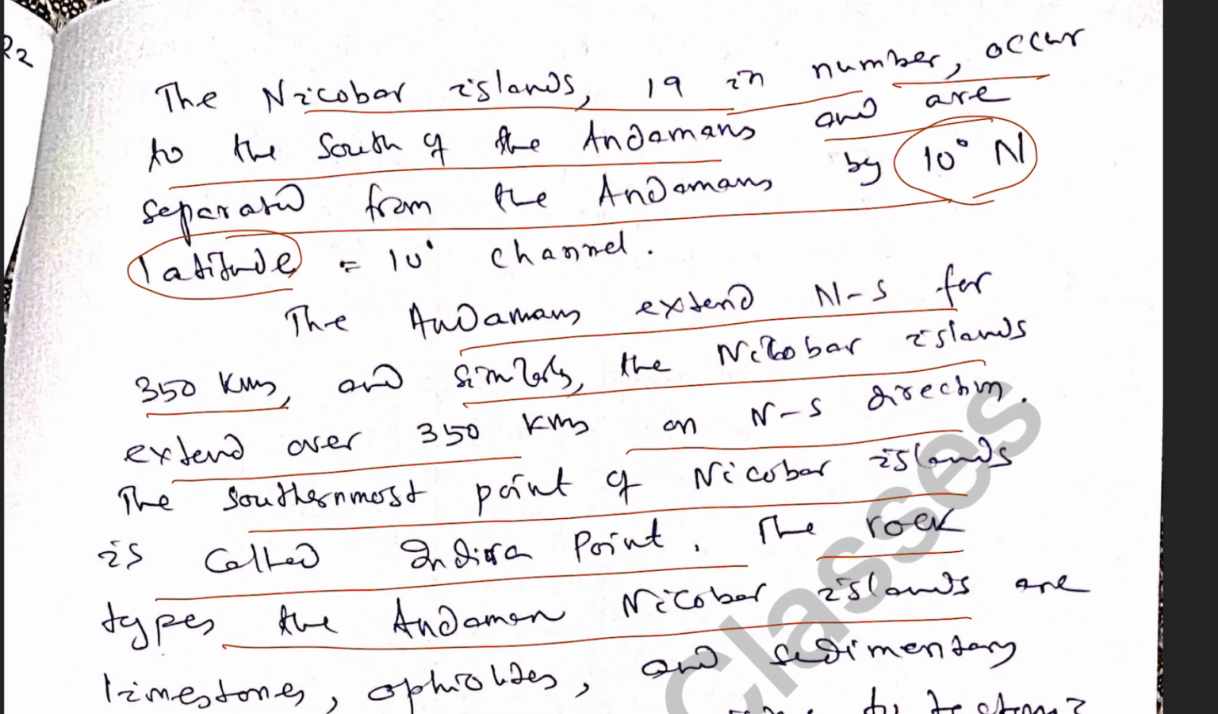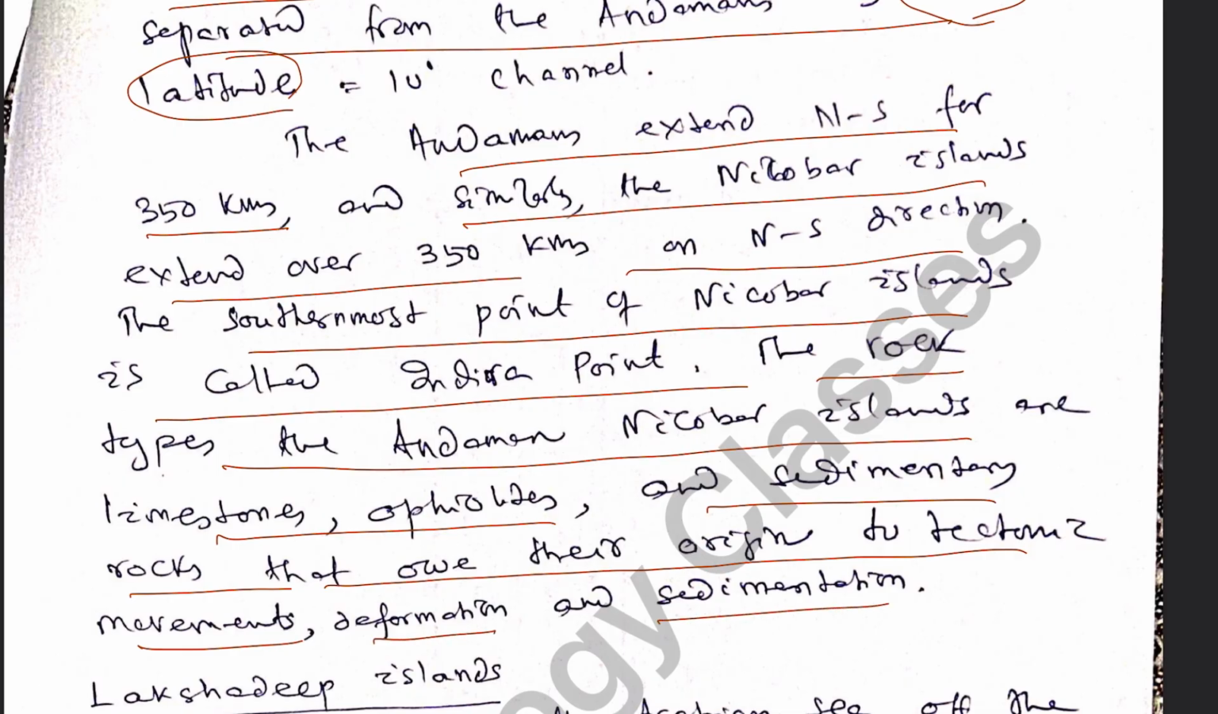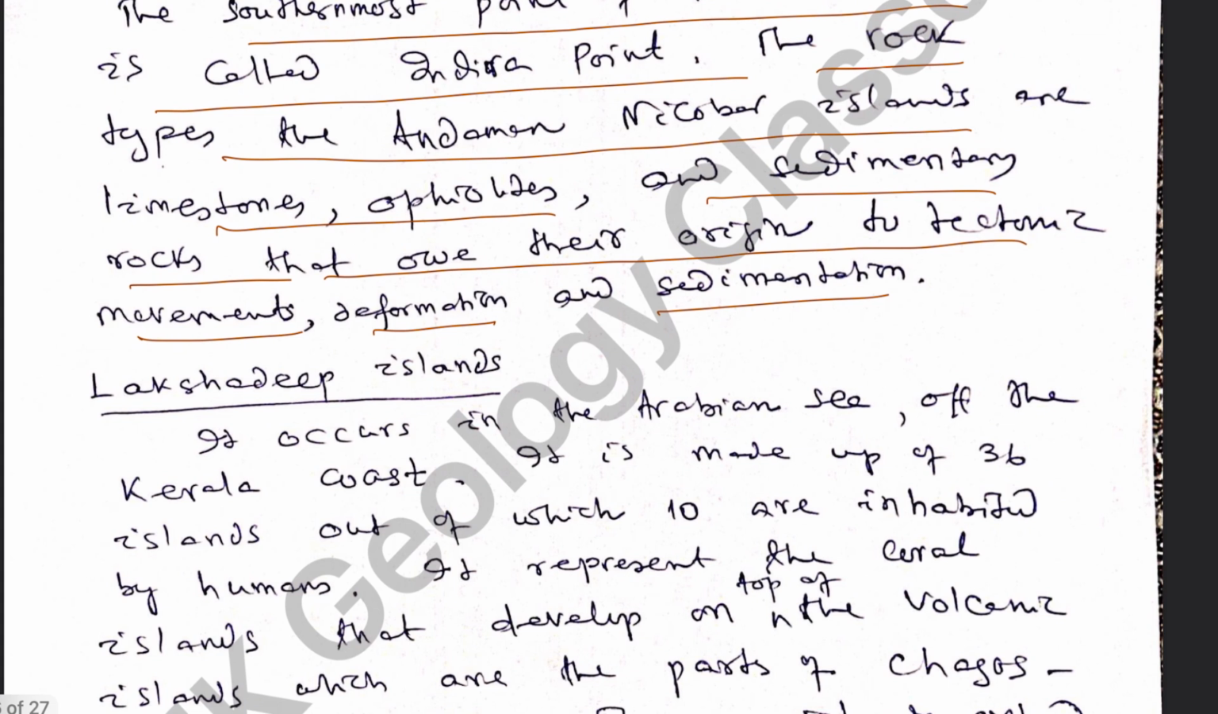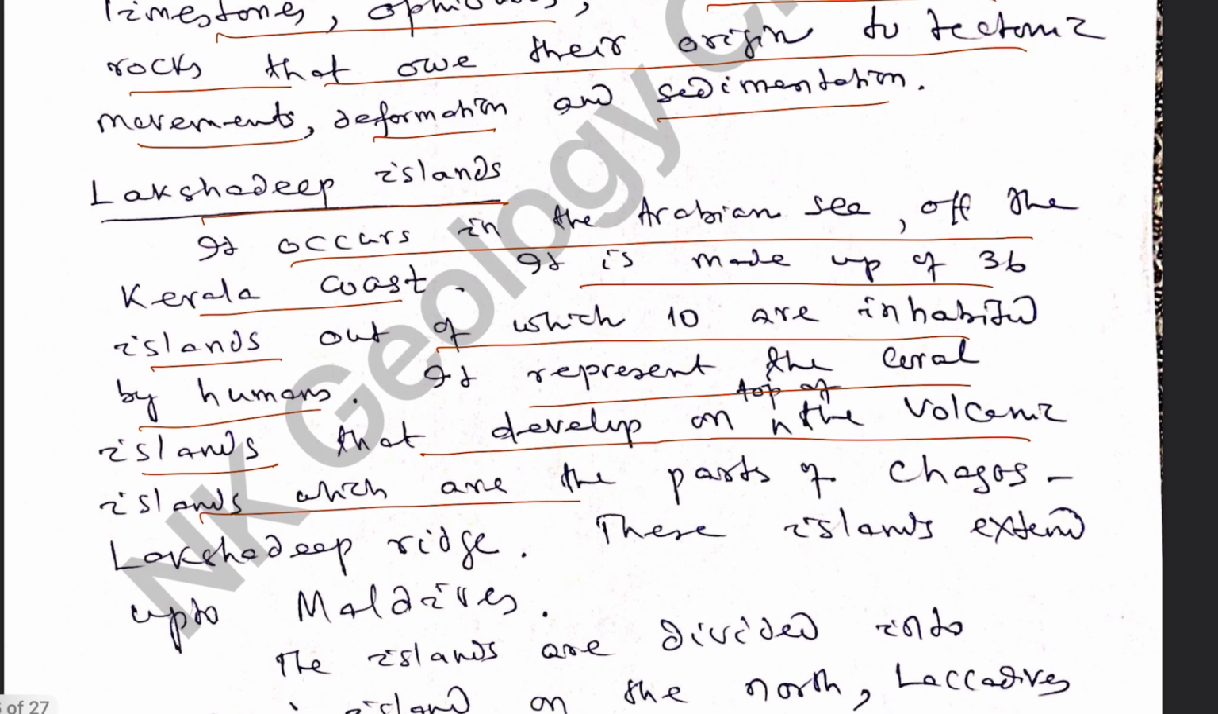The rock types of Andaman Nicobar Islands are limestones, ophiolites and sedimentary rocks that owe their origin to tectonic movement, deformation, sedimentation, and it is linked to the subduction of the Indian plate below the Burmese plate. And on the west coast, we have the Lakshadweep Islands. It occurs in the Arabian Sea off the Kerala coast. It is made up of 36 islands, out of which 10 are found to be inhabited by humans. It represents the coral islands that develop on the top of the volcanic islands, which are the parts of Chagos Lakshadweep Ridge.